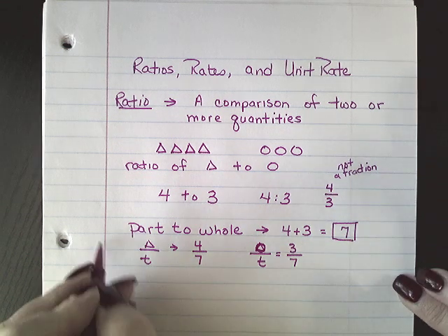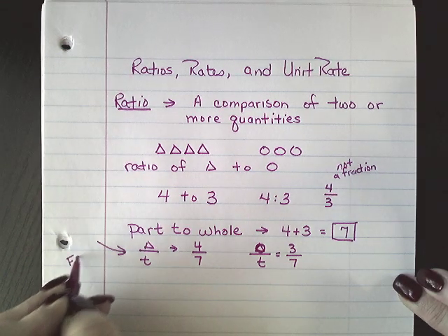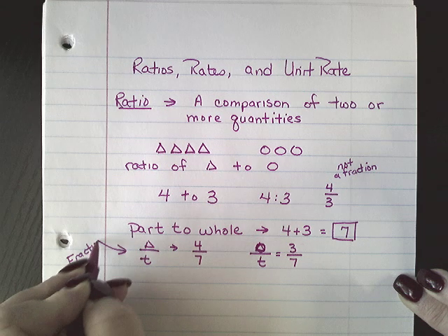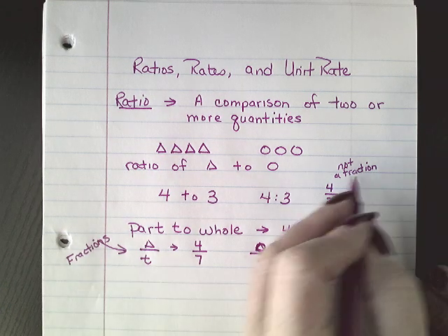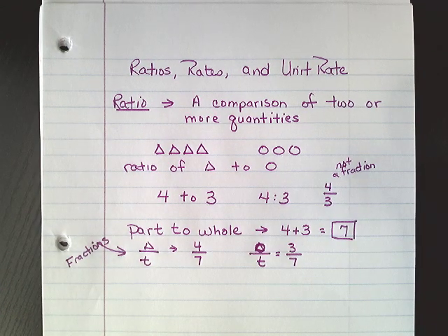These are fractions. Part to whole. That is not a fraction when I write it 4 to 3, 4 over 3. That's not a fraction, it's a ratio. Not all ratios are fractions.